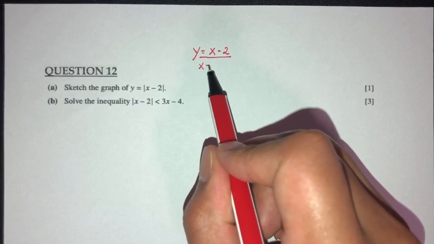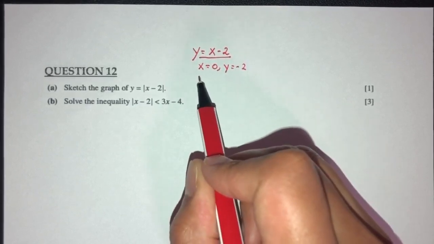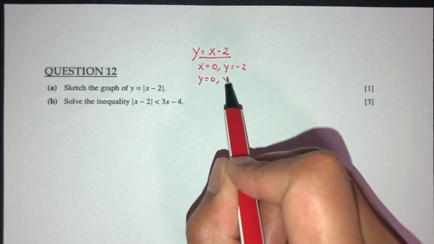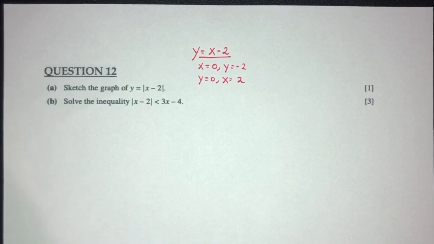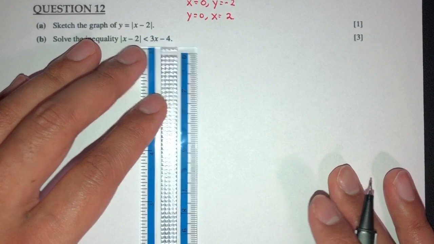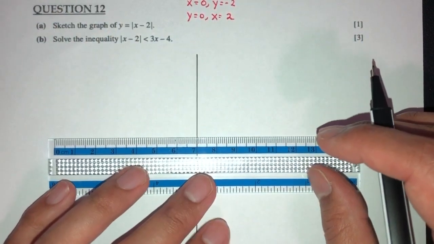Let's choose x to be the value of 0, for example. y will be the value of minus 2. Let's say we choose y to be 0. x will be the value of 2. So these are the passing points for that line. So now of course we sketch or draw the scale for the graph. This is the y-axis and this is the x-axis.